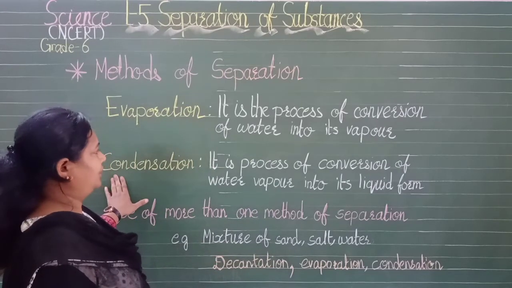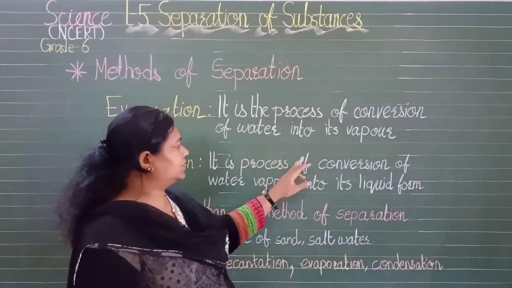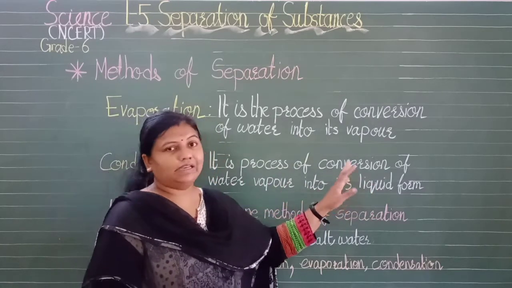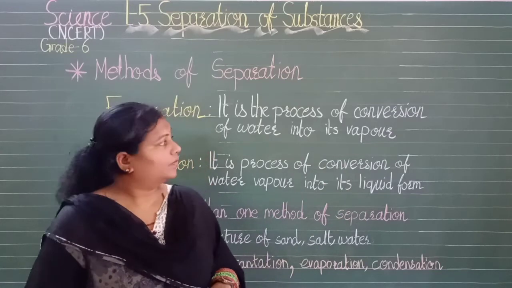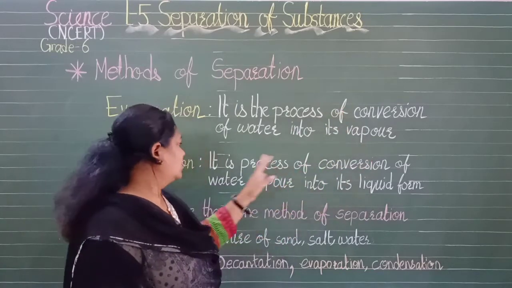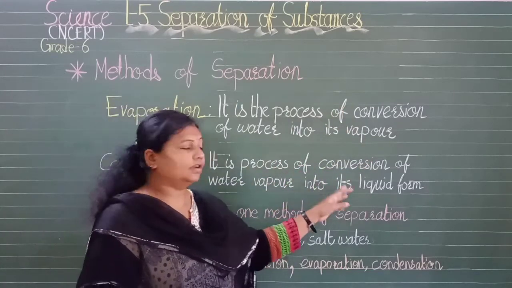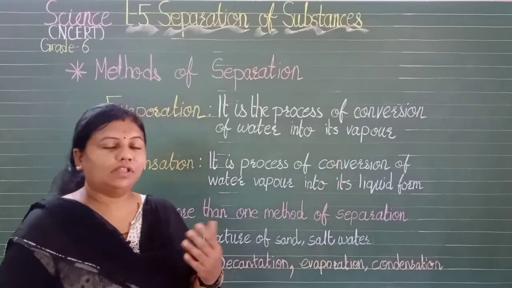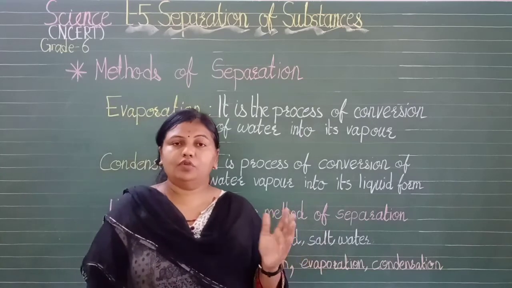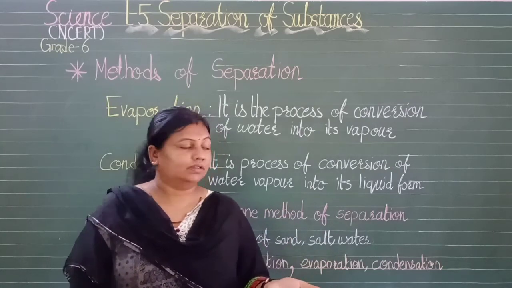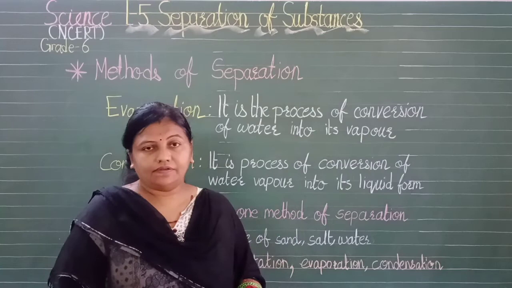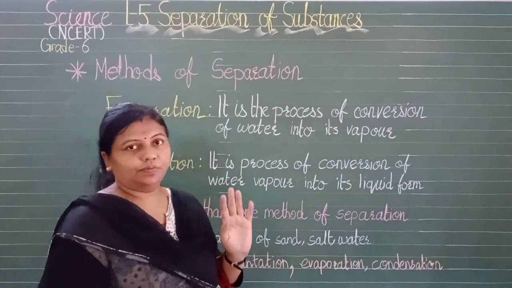Now condensation. It is the process of conversion of water vapor into its liquid form. First the water was converted into vapor, and now this water vapor will be converted back into liquid form. That you know very well: ice to water, water to ice, these are processes. So to separate various liquids, we use the condensation process.